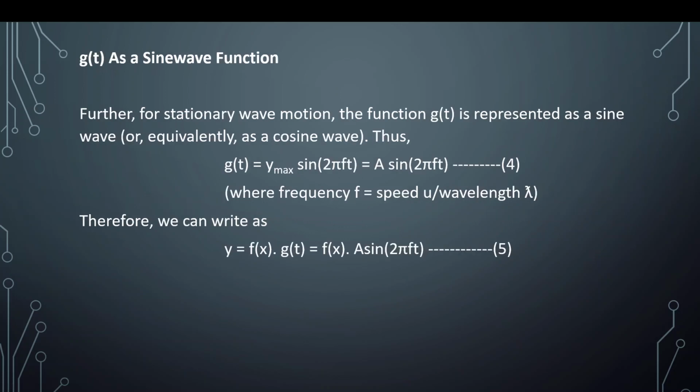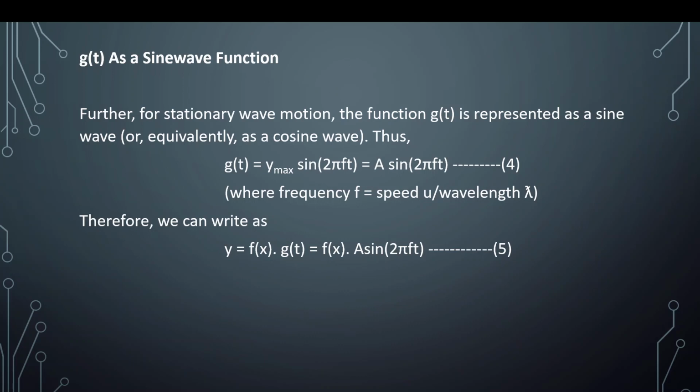g(t) as a sine wave function. From classical physics, we know that function g(t) can be written as a sine wave function or a cosine wave function. g(t) equal to y maximum sine 2 pi nu t. Putting y maximum as A, it becomes A sine 2 pi nu t.